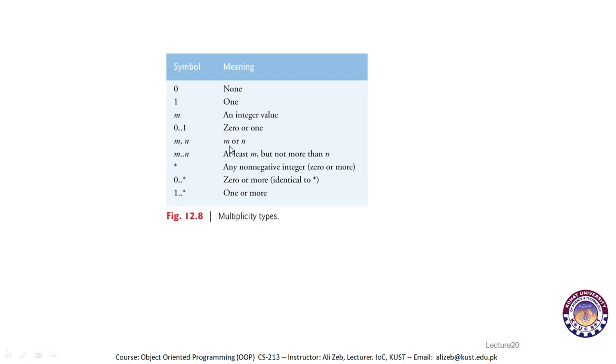0 or 1, M, N, so it can be M, one value or another value. So these are integer values. It can be either M or N if they are separated by a comma, or if we have at least M in this case. For example, we have seen at least 0, so it will be at least 0 and not more than N. So this is the maximum number of objects of a particular class participating in a transaction or in an association, and this is the minimum number. Any non-negative integer, 0 or more, that is asterisk, 0 or any number of objects, in this case 0 to asterisk, and this is at least 1 and more, so we use 1 to asterisk.